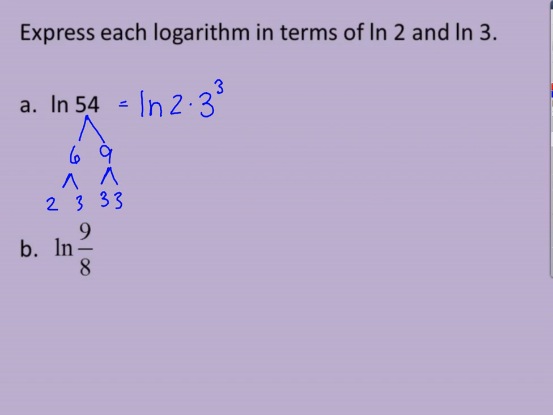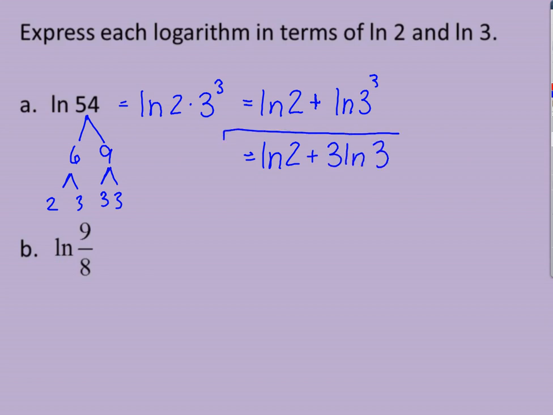We can expand it. So to expand this, to get the ln separate, when you get multiplication, you turn it to addition. And when you have an exponent, we can bring that out front of that log. So now we have ln of 2 plus 3 times the ln of 3. So this ln of 54 is now written in terms of ln of 2 and ln of 3.